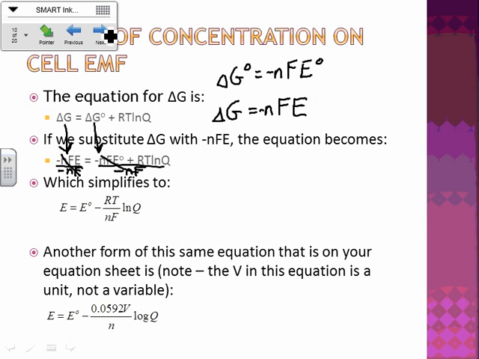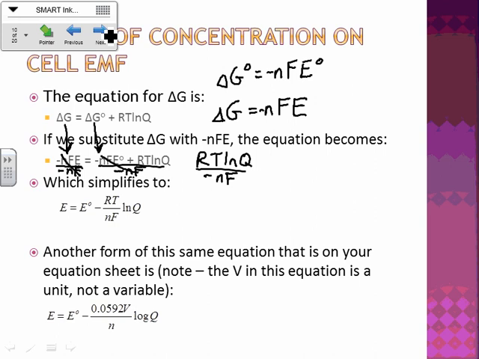So then in the second term, we end up with negative RT over NF times ln Q, because what you end up with there is RT ln Q over the negative NF, and they're just rearranging that, putting the minus sign first: RT over NF times ln Q, right?